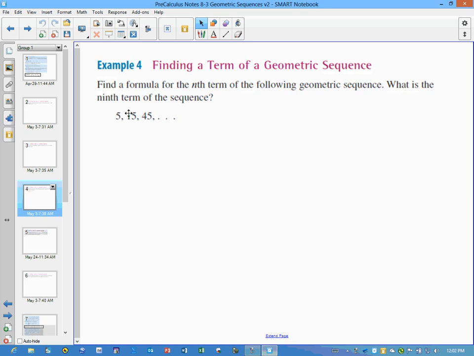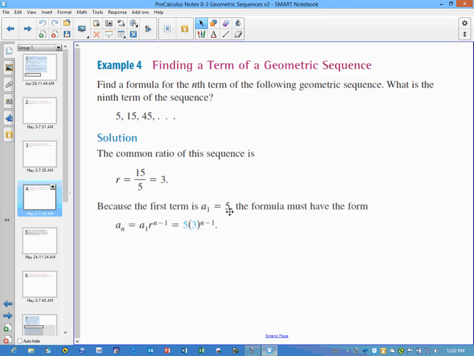We know that a sub 1 is 5. That's our first term. And to find the ratio, we can simply divide any number by its previous term. So 15 divided by 5 gives us 3, so the common ratio is 3. And like we said, we already know that a sub 1 is 5. So the general formula, a sub 1 times r to the n minus 1, must be 5 times 3 to the n minus 1.